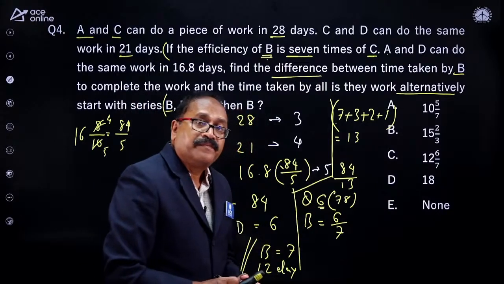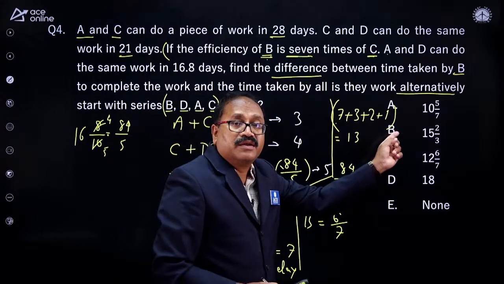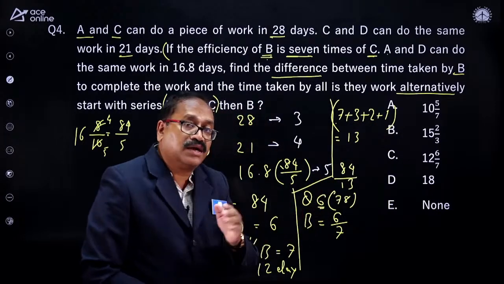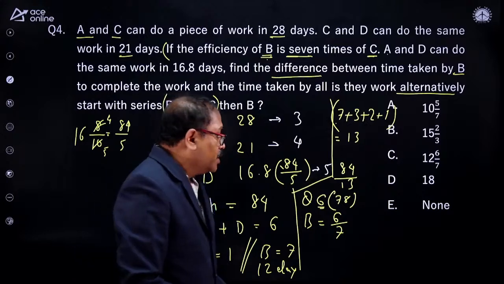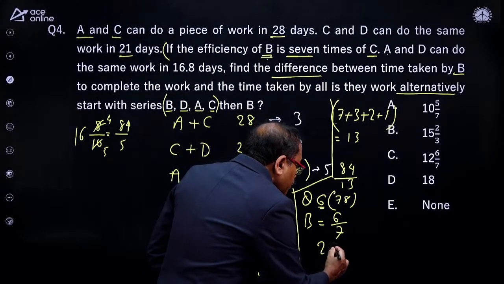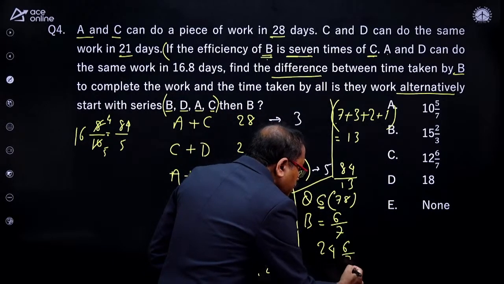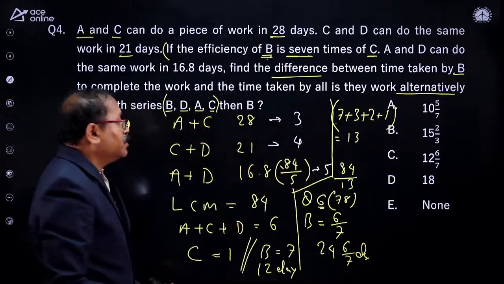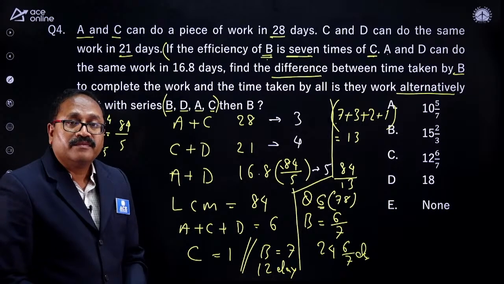So the total number of days they will take is 6 and 6 into 4, because 6 set है ना, और ये alternately work कर रहे हैं. कितने दिन में? 4 days 1 set. Then 6 sets, that is 6 4s are 24. So the total time will be 24 6 by 7 days if they are working on alternate days.